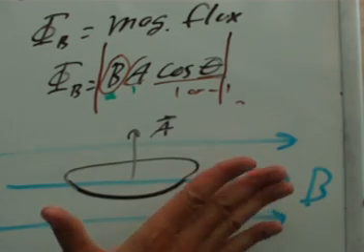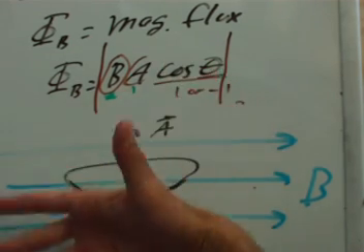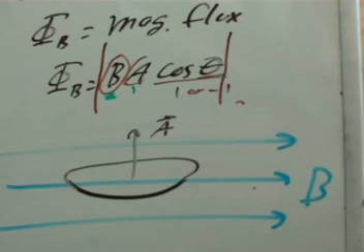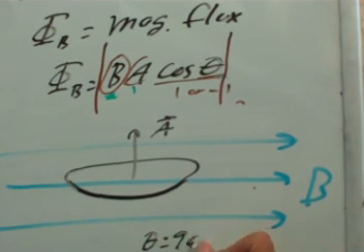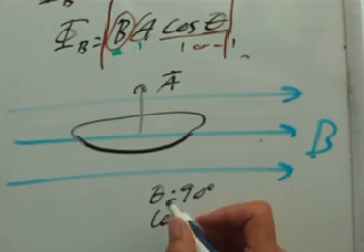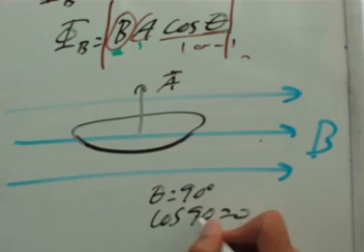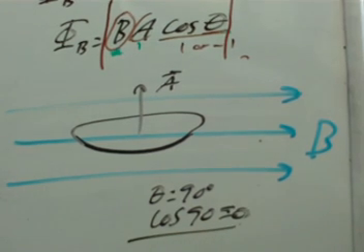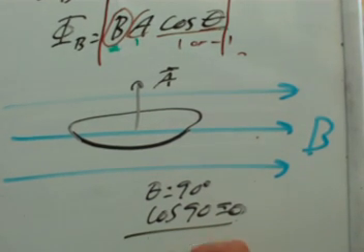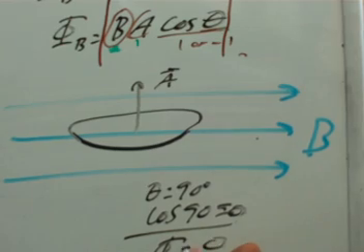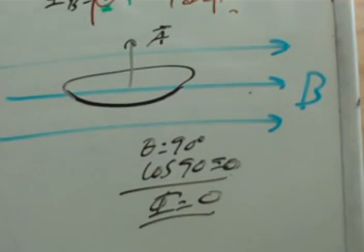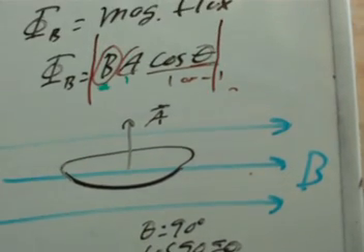Again, if I let my right hand drag along the outside, my thumb points up like that, there's the area. So now if you look at what you have here, the angle between B and A is 90 degrees. From basic trig, the cosine of 90 is 0. So in this case, the cosine of 90 being 0, the amount of flux through this loop is actually 0 also. There's no flux through the loop. So you can see the two cases here.